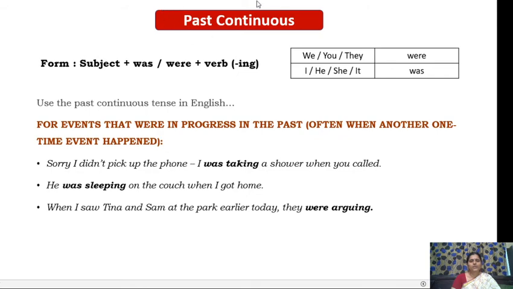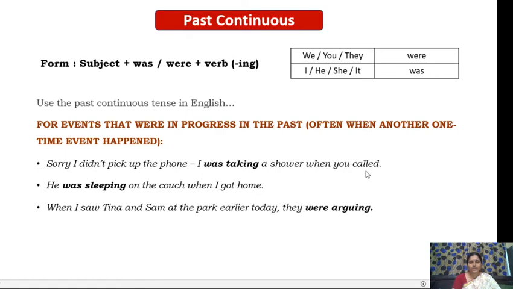So when to use this past continuous form? We use it for events that were in progress in the past, often when another one-time event happened. Usually when we are referring to two past actions, where one action was in progress and one was done, we use past continuous. See this example. "Sorry, I didn't pick up the phone. I was taking a shower when you called."